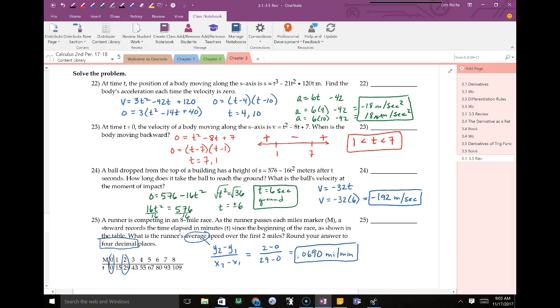Second one is the ball's velocity at that moment. So I have to find the velocity. How do you find velocity? Derive the position. So I derive the position. I got negative 32t. And 6 seconds is the place I want to figure out the velocity at. So I plug that in and got negative 192 meters per second.